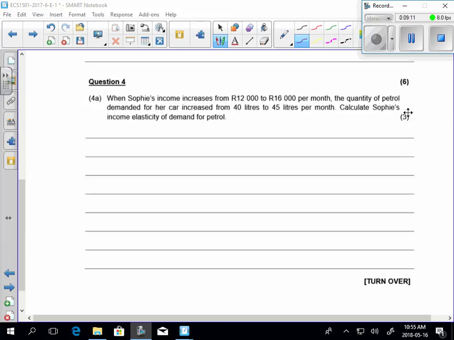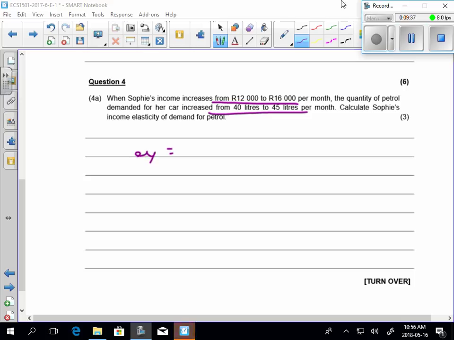Right. Question 4. Income increases from 12 to 16,000. Demand for petrol increases from 40 to 45 liters. Okay. So what do you know here? Income increases, demand increases. You're going to have a positive answer for your income elasticity of demand, meaning that it is a normal good. Right.